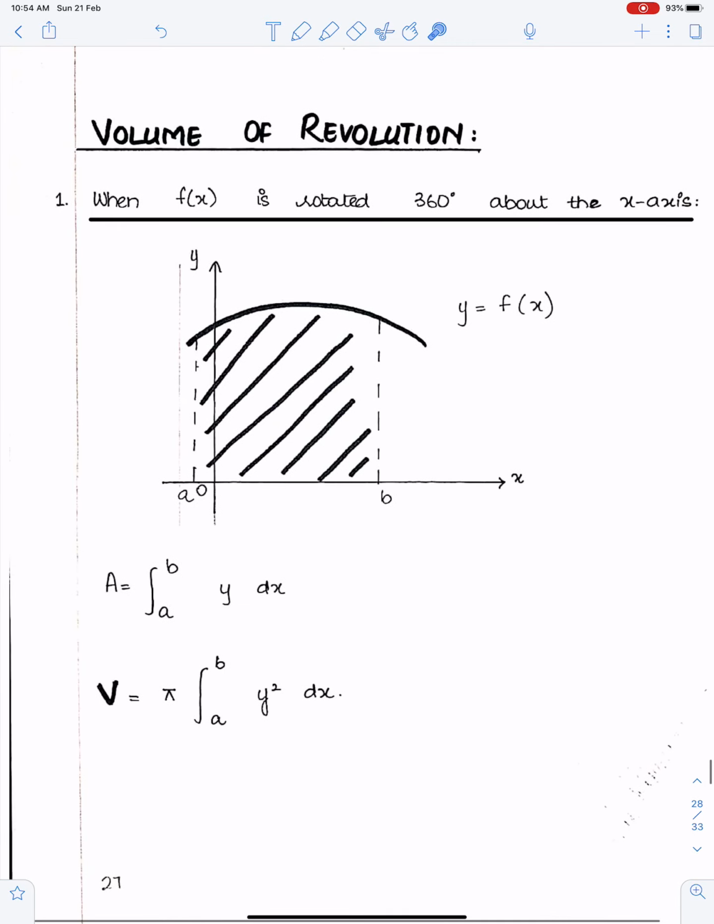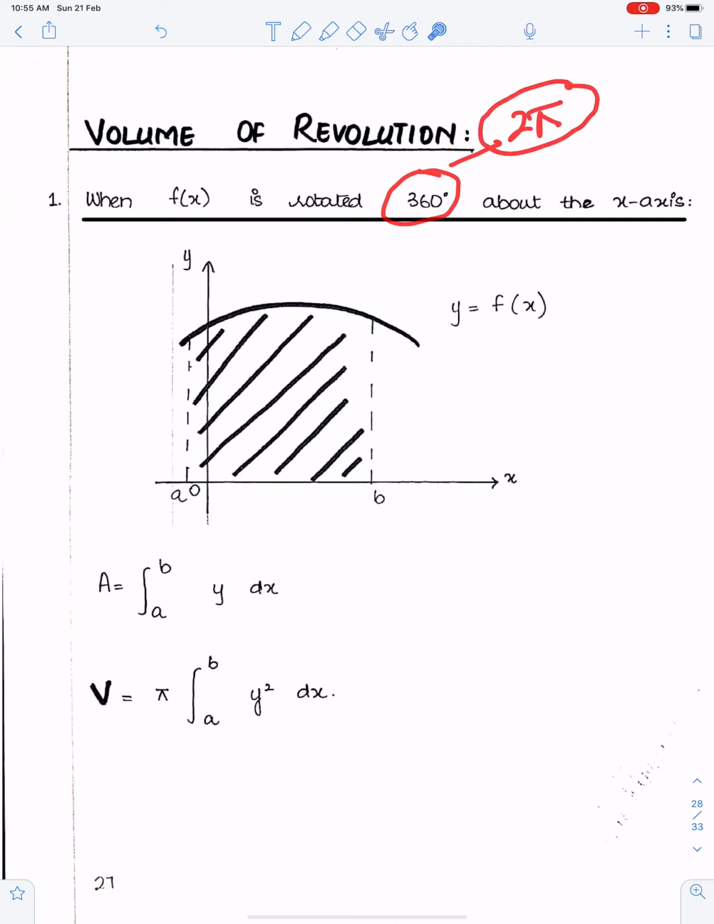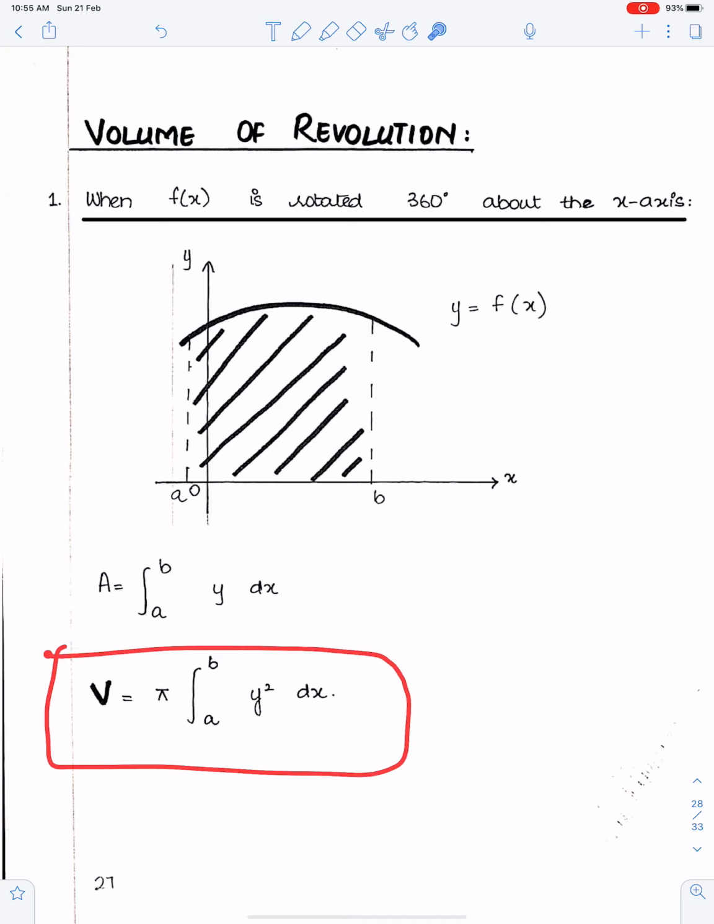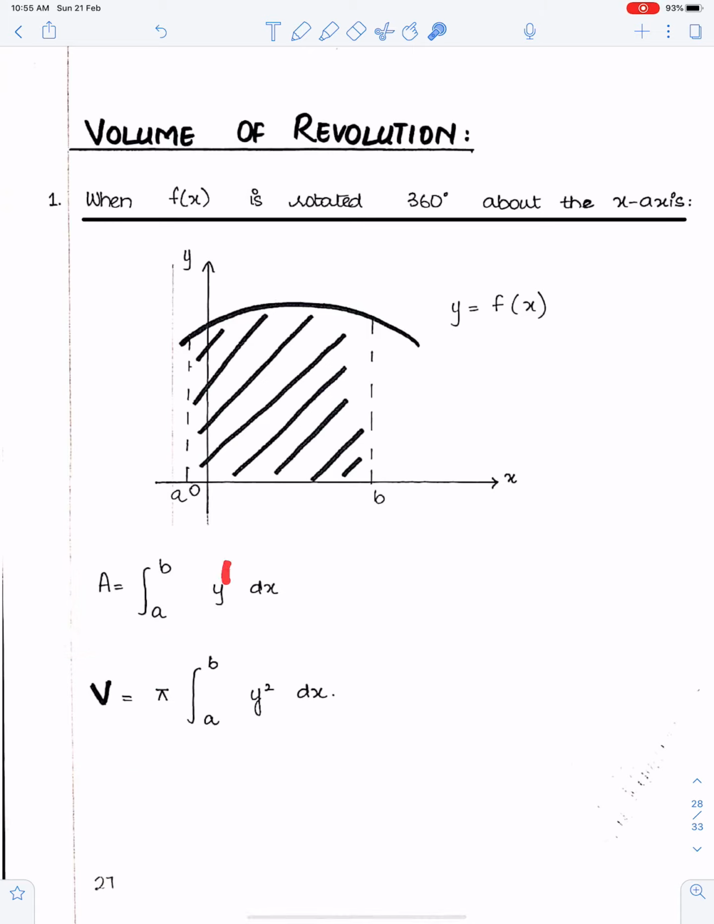Well, this is the next application of integration, volume of revolution. When f of x is rotated 360 degrees or 2 pi, they both mean the same thing, about the x-axis, a volume will be generated. To get that volume, use this formula. You just need to make a few changes in the area formula. Write pi here in the area formula, and in the area formula y has power 1. So in the volume formula, the power of y must be 2.